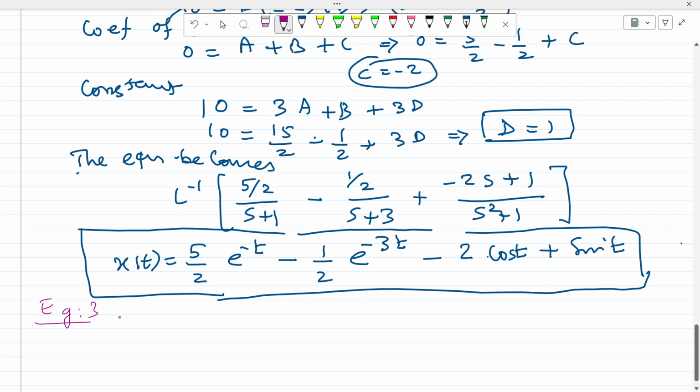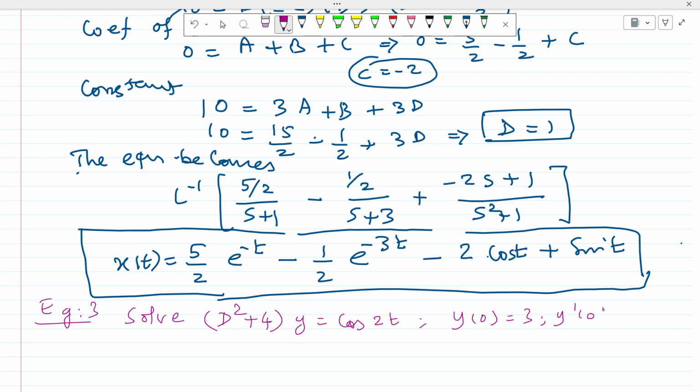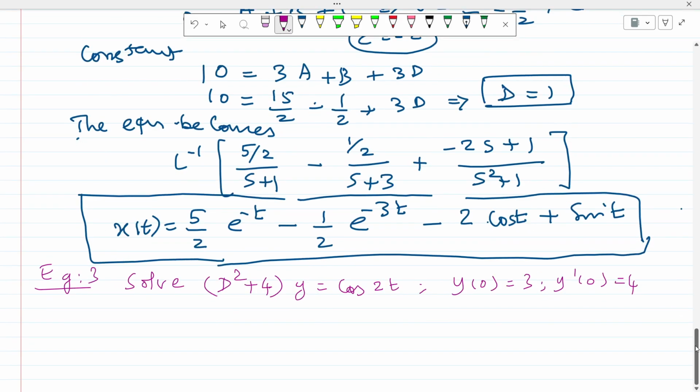Example 3, solve d square plus 4 y equal to cos 2t, where y of 0 equal to 3, y dash of 0 equal to 4. Solve d square plus 4y equal to cos 2t.